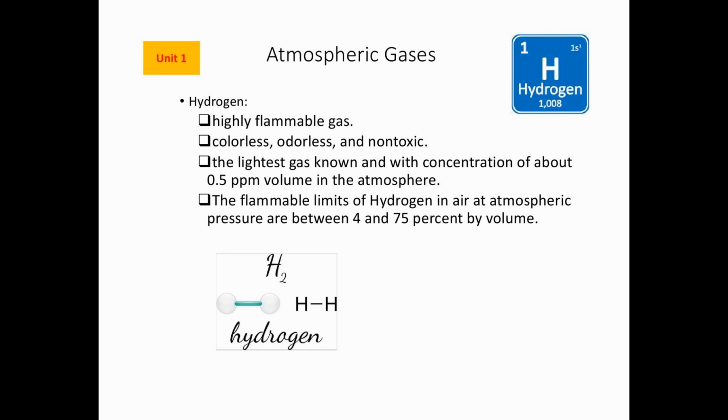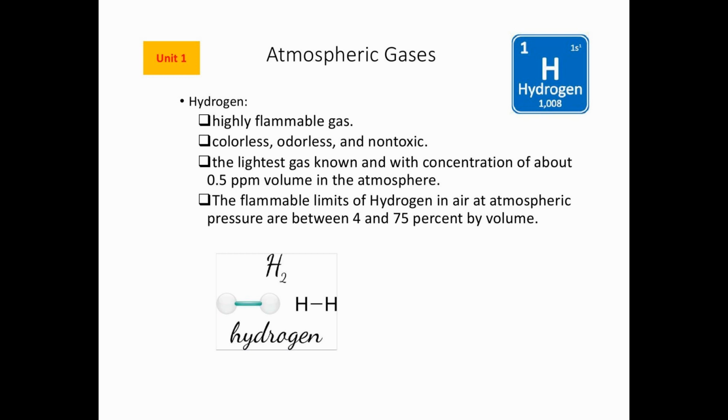Hydrogen is a highly flammable gas. It's colorless, odorless, non-toxic. It's the lightest gas known, with a concentration in air of about 0.5 ppm by volume. The flammable limit of hydrogen in air is between 4% and 75%. That means below 4% it's non-flammable, and above 75% is a fuel-rich environment, so it won't burn. Between 4% and 75% in air, it forms an explosive mixture.